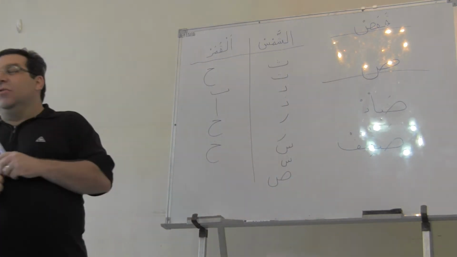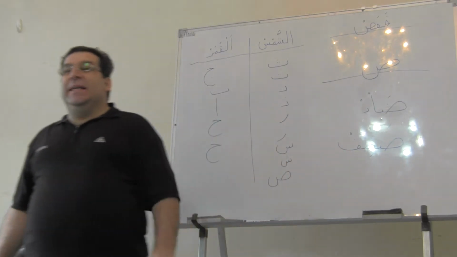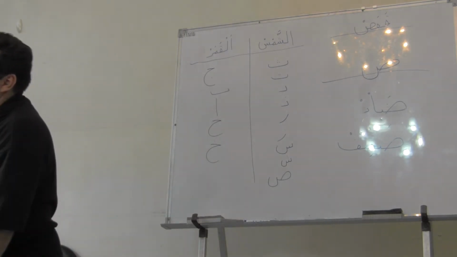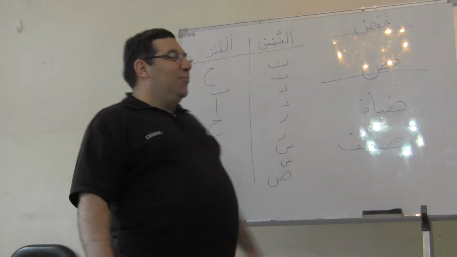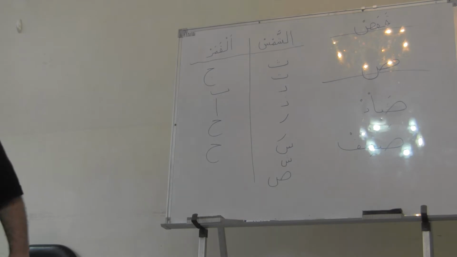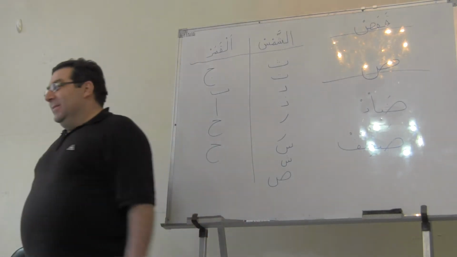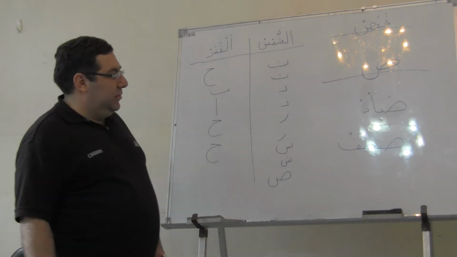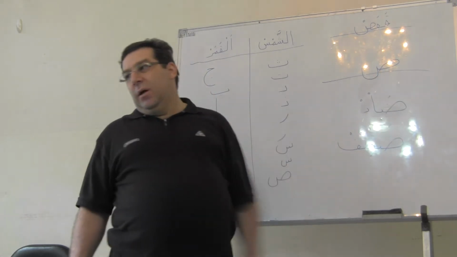The first letter is bod, the second is ain, then ya, then fa, it is da'if. Da'if means weak. Weak, not the 7 days. Weak, opposite of strong. So you can see it is the same as sad but with one dot.